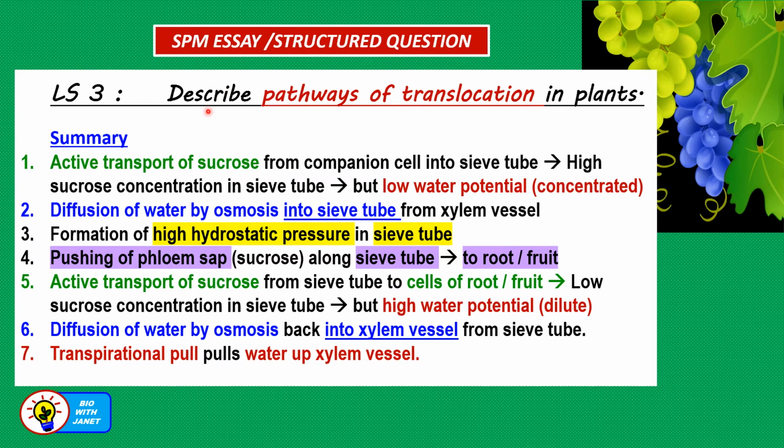Now the next learning outcome, learning standard number 3: describe pathways of translocation in plants. So here I have a summary, but let's discuss the whole process of translocation in plants first, in detail. So this is important for SPM essay question, and also for structured question. This is a new section that's not found in the old syllabus. Let's describe the pathways of translocation in plants.